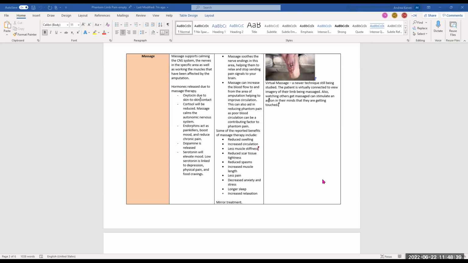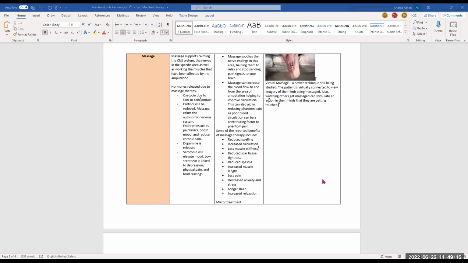So massage is going to increase blood flow to the area, and that's going to help with any sort of atrophying that's trying to take place. Atrophy is super uncomfortable, so that's going to cause all sorts of pain. So circulation is a big thing. It's going to reduce swelling, correct muscle stiffness, and prevent scar tissue if you work with a therapist who's trained in scar work. Improved circulation will reduce spasms. You can increase muscle length and help with sleep. If they're not sleeping, then they're going to have all sorts of issues.